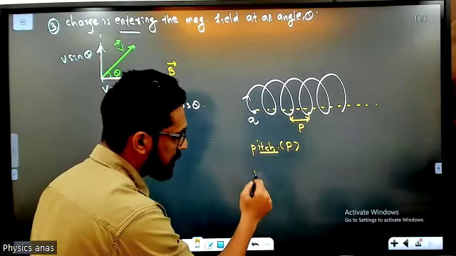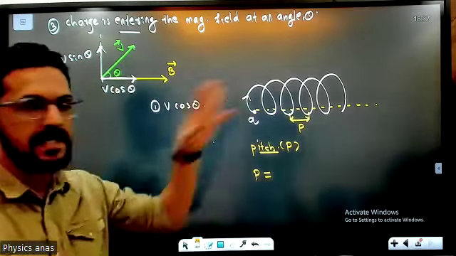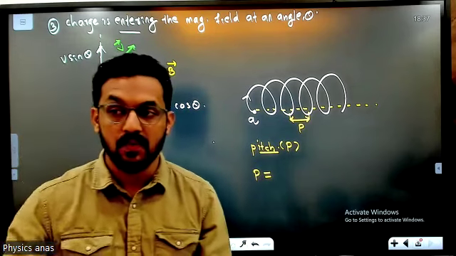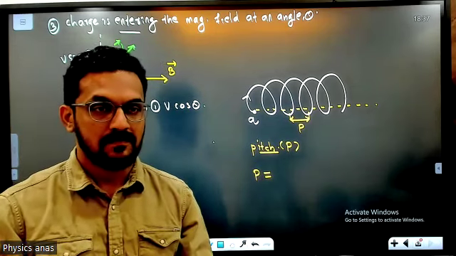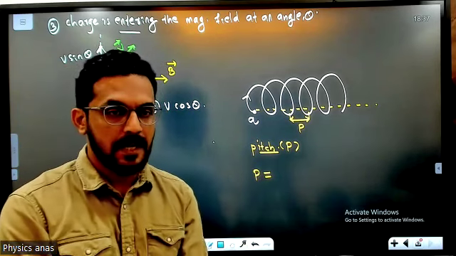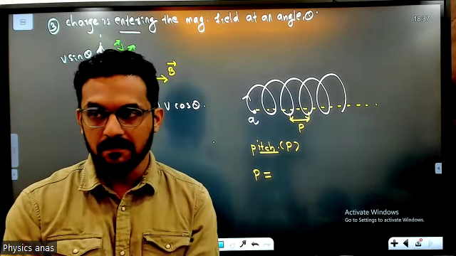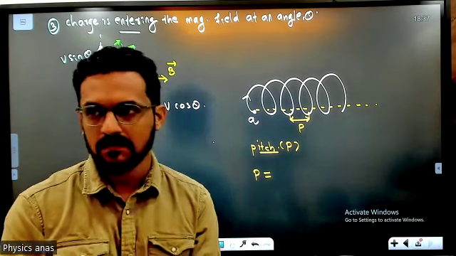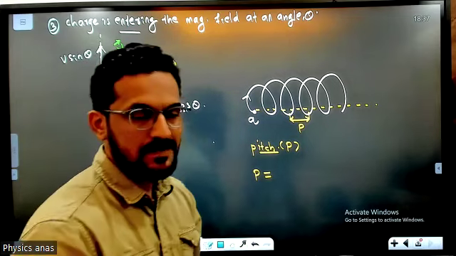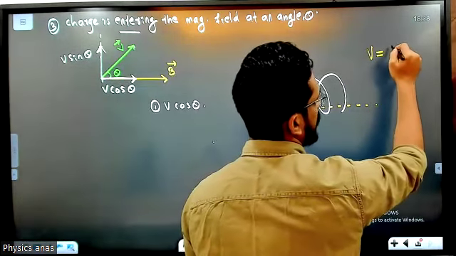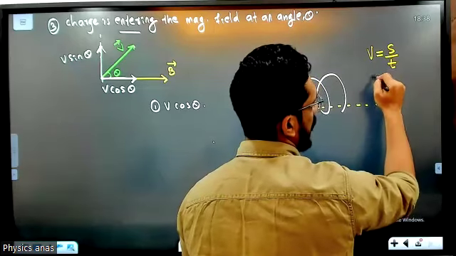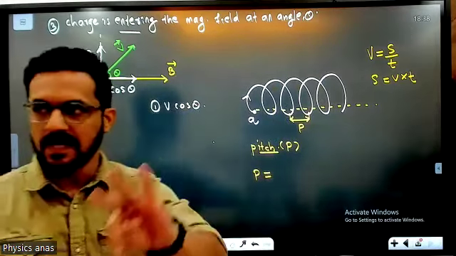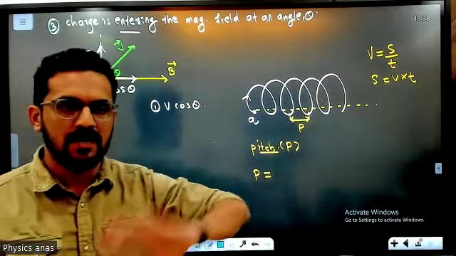How can you find pitch? Pitch is a distance. How can you find distance if you have velocity and time? Velocity is equal to distance or displacement divided by time. What is displacement? Velocity into time. If you have velocity and time, the distance or displacement will be velocity into time.